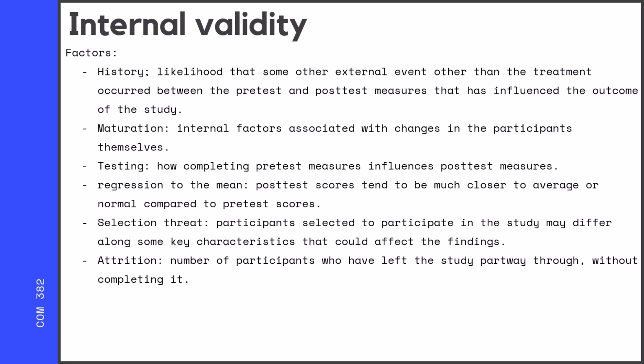Regression to the mean is when post-test scores tend to be much closer to average or normal compared to the pre-test scores. So this is basically that in the pre-test, there's going to be a lot more variance than in the post-test. Selection threat, this is a really big deal.